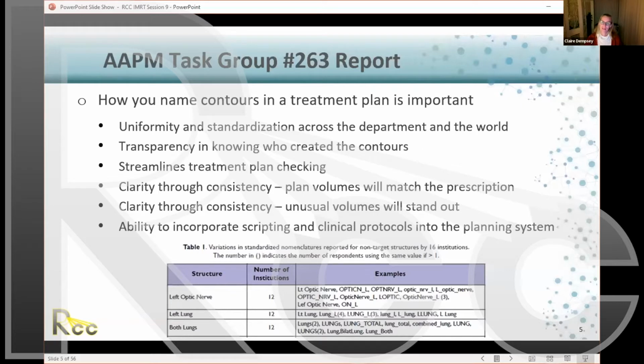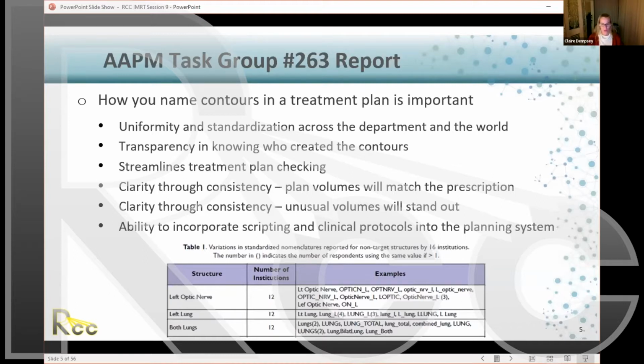So you can generate plans more quickly. So just as an example, there was a study done that looked at variations in naming structures between 16 different departments. And so, for example, the left optic nerve, out of 12 departments, there are actually 12 different versions of naming the exact same structure. The left lung had, for 12 departments, 6 different versions of the exact same structure. So if you wanted to join a clinical trial, how would those trial people know what that structure was if it didn't match what everybody else's name was?